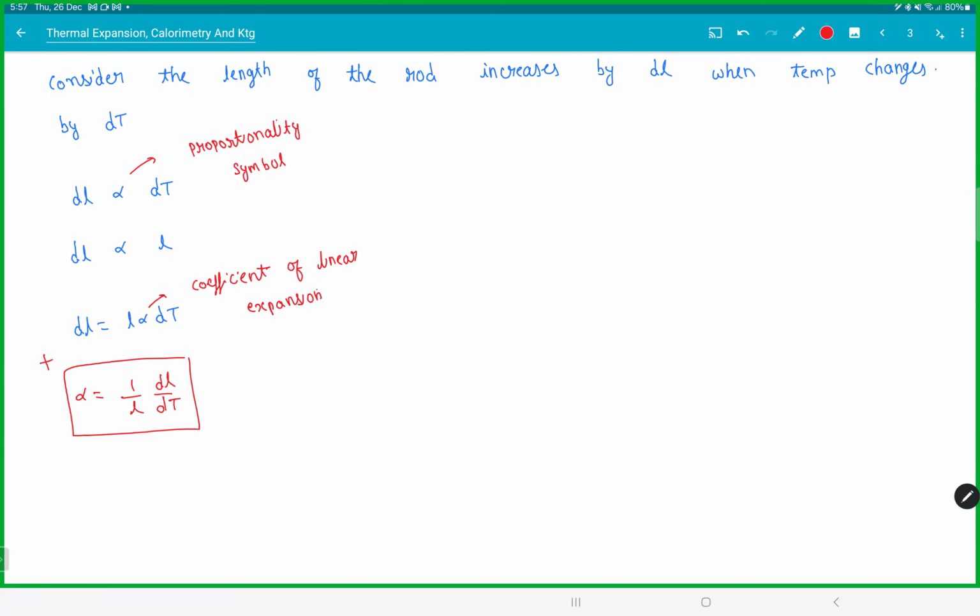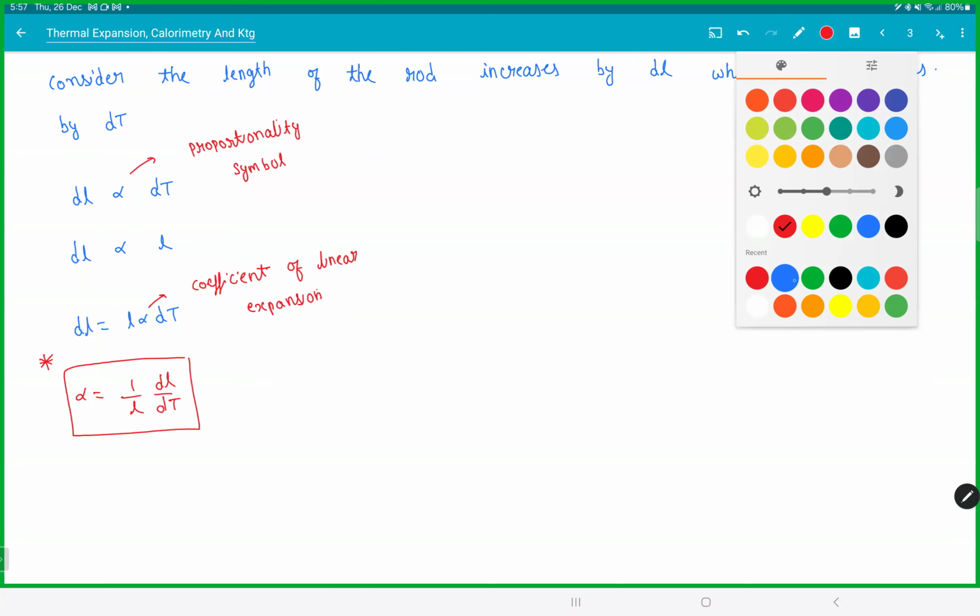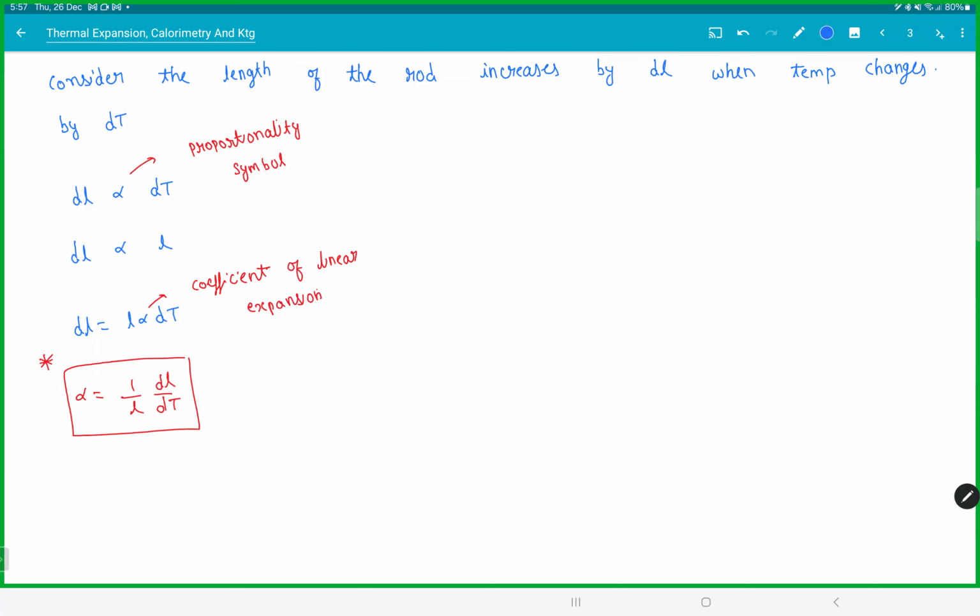This depends on the nature of the material. For example, copper has more alpha than steel. So copper molecules can more easily move away from each other, or expand more than steel. So the meaning is this: the higher the alpha, the more easily its length changes with temperature.